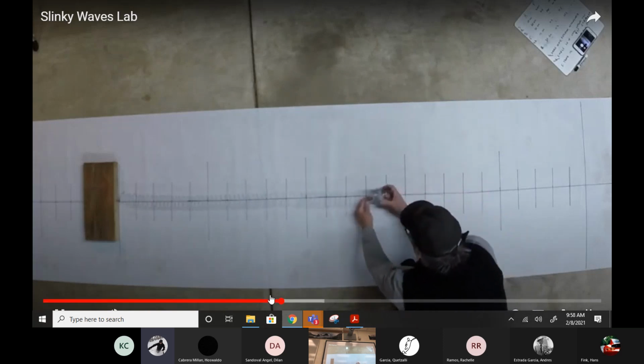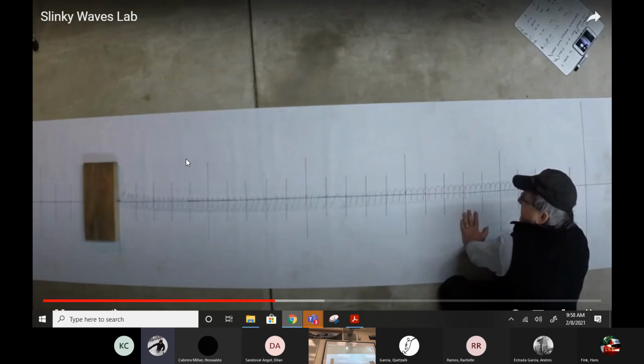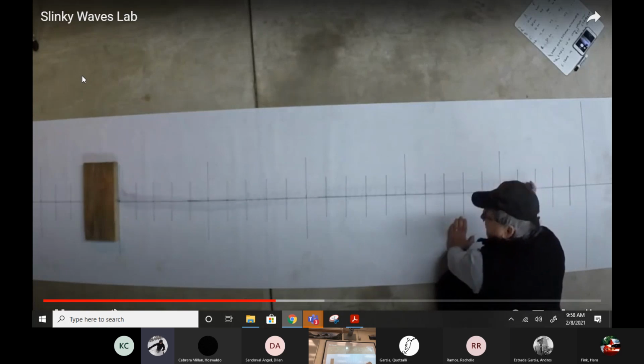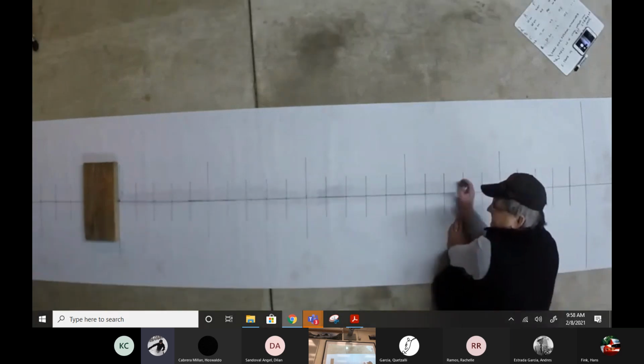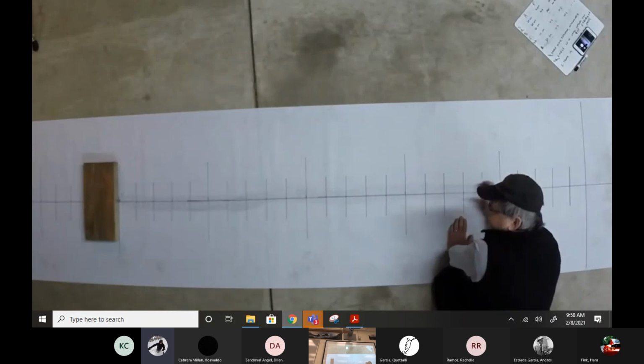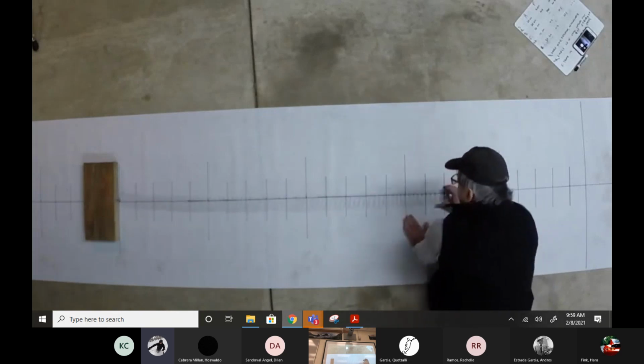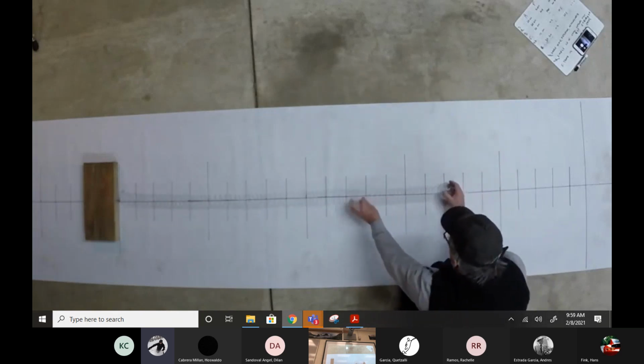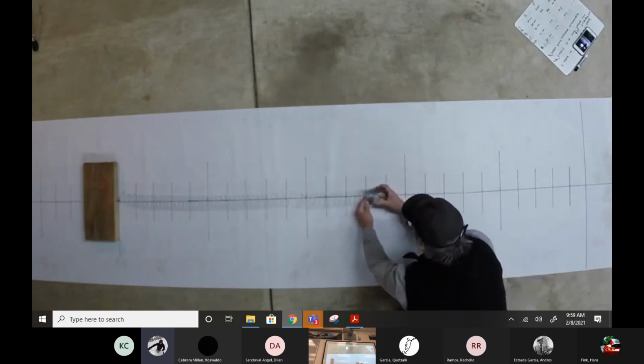Spot where the Slinky is all compressed. But remember that sound waves are a different type of wave. Longitudinal waves, going back and forth. And what we can see with the longitudinal waves is that we have a spot where the Slinky is all compressed. We call that the zone of compression.